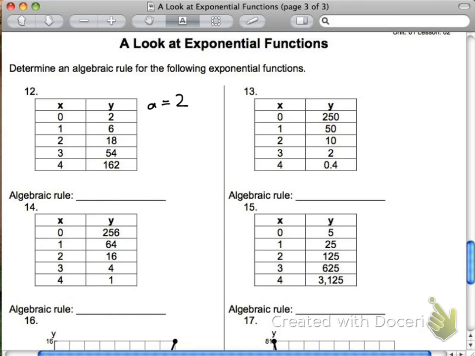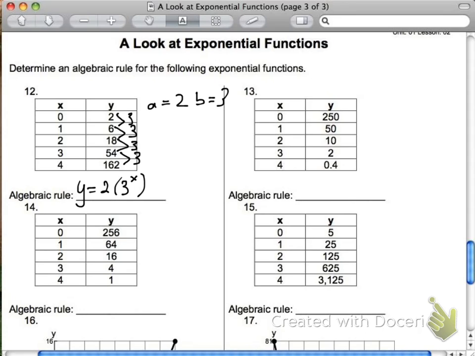What is my B value? 3. How do I know it's 3? Because 6 divided by 2, 18 divided by 6, 54 divided by 18. All those, again, dividing, in this case, the one below divided by the one above. So B is 3. So what's my algebraic rule? Y equals 2 times 3 to the x power.